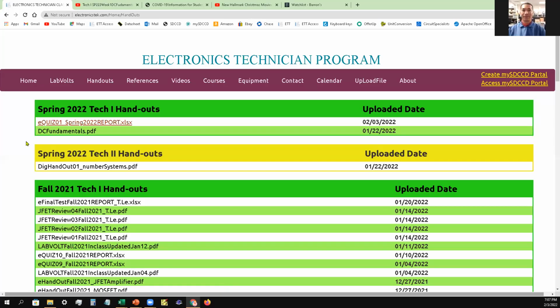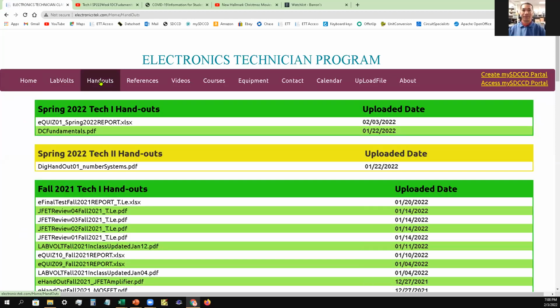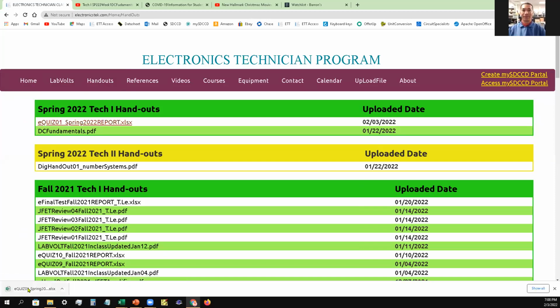Okay, then where do we get this quiz? The quiz is a handout from the website. You don't get the actual quiz, but you do get the answer sheet from the website. So you go to the website and click on handouts. The answer sheet that you're going to put all your answers on is this one right here. Click that to open it up.